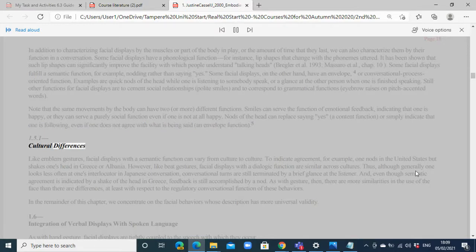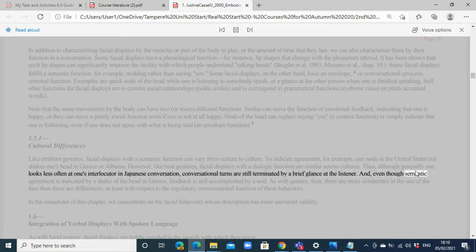1.5.1 Cultural differences. Like emblem gestures, facial displays with a semantic function can vary from culture to culture. To indicate agreement, for example, one nods in the United States but shakes one's head in Greece or Albania. However, like beat gestures, facial displays with a dialogic function are similar across cultures. Thus, although generally one looks less often at one's interlocutor in Japanese conversation, conversational turns are still terminated by a brief glance at the listener.